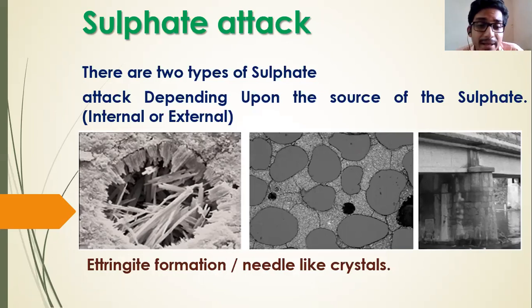Now you can see the pictures from left to right. In the leftmost picture, you can see some needle-like structure. It is nothing but ettringite. When cement or concrete reacts with sulfate, these ettringite or needle-like crystals form, and the volume of these needles is quite a bit more than the volume of the reactants. They occupy the space or the pores, and if it happens to a large extent, it exerts a pressure, which you can see in the next picture, the middle picture.